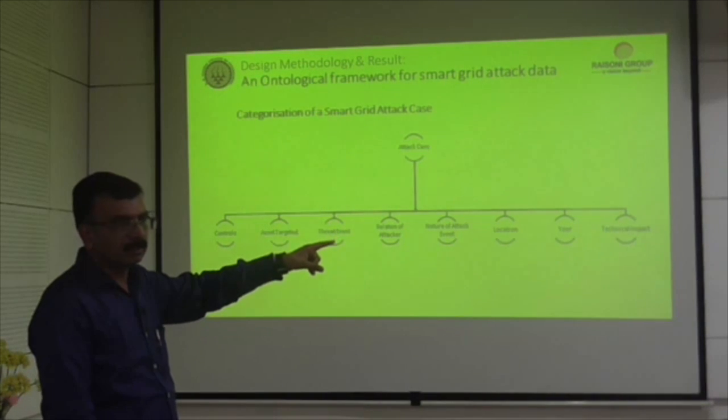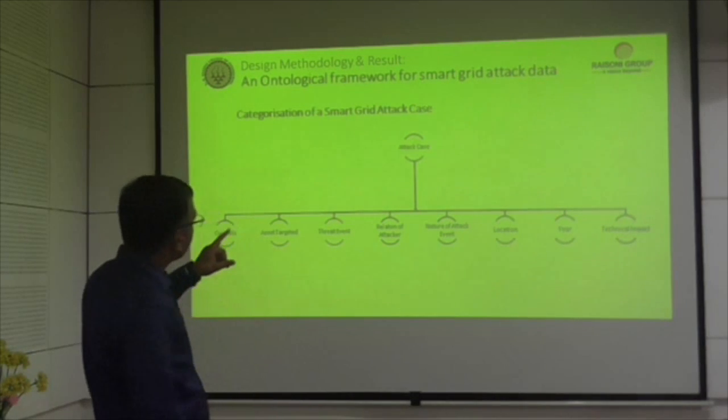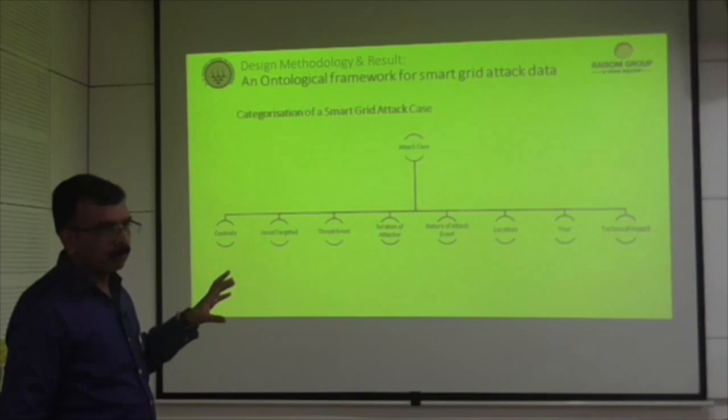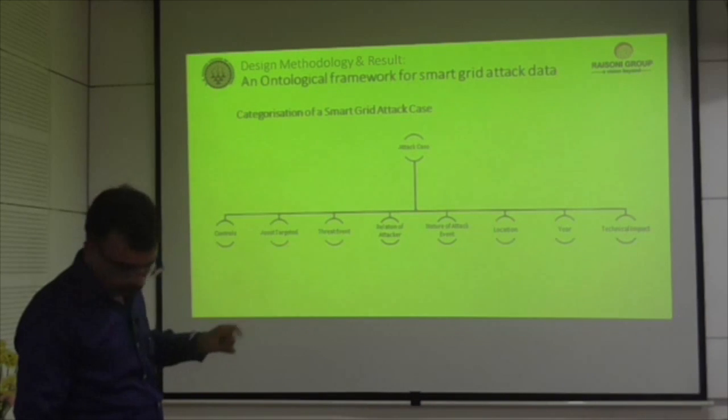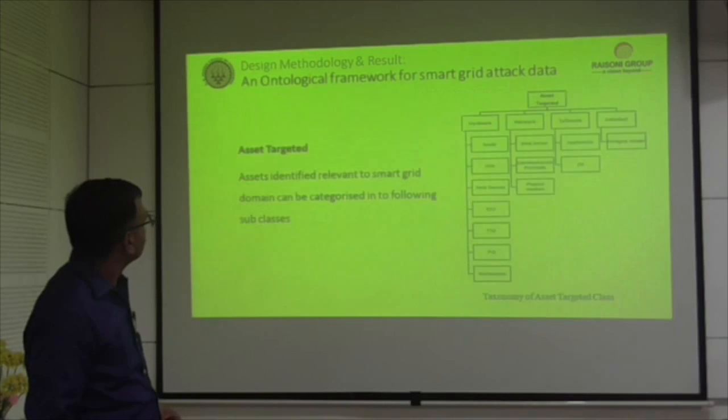General structuring was done. Can you justify, because this is a PhD thesis, that this is adequate for most smart grid attacks? Yes, sir. How will you justify? Control, asset targeted, threat event. This is the next part.